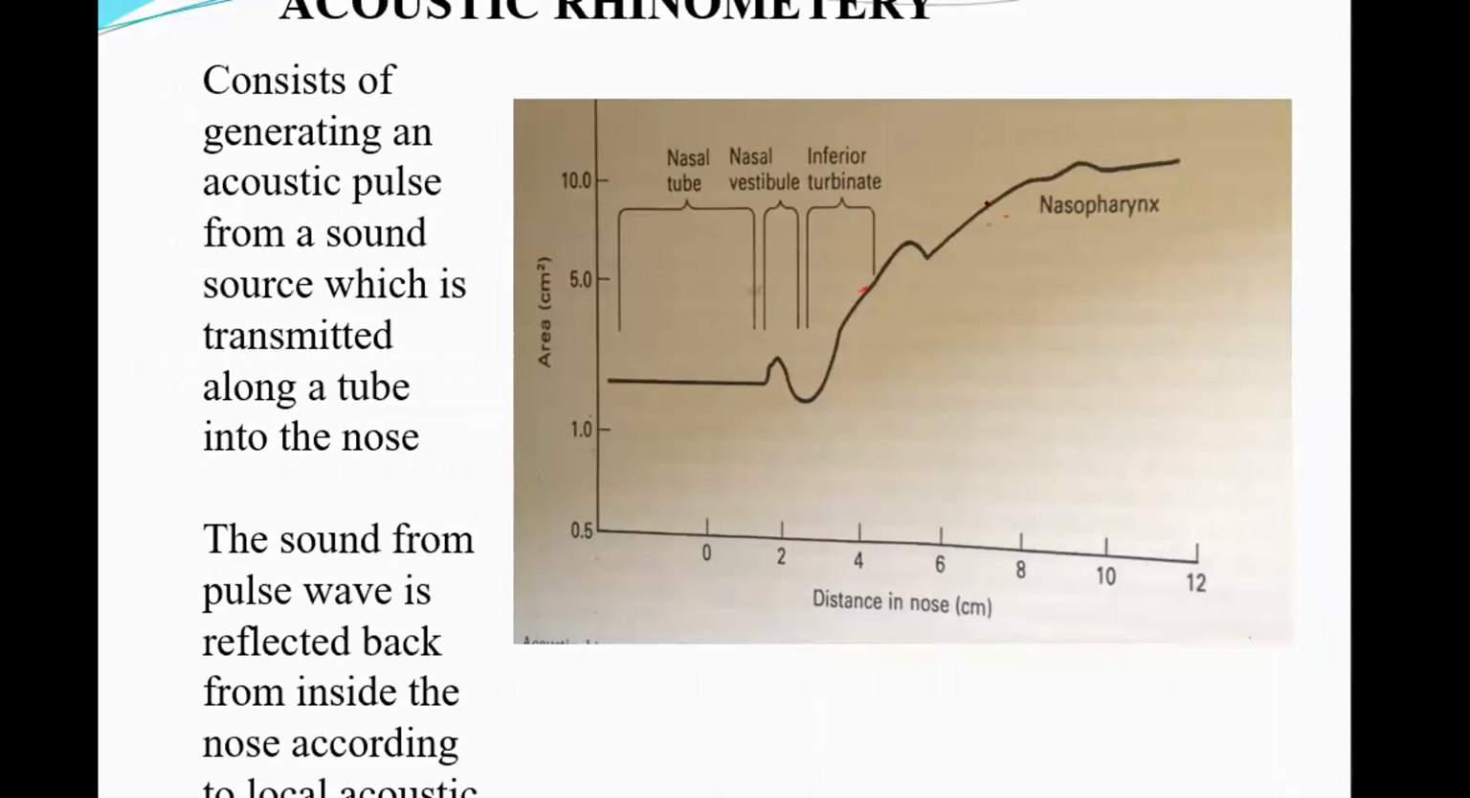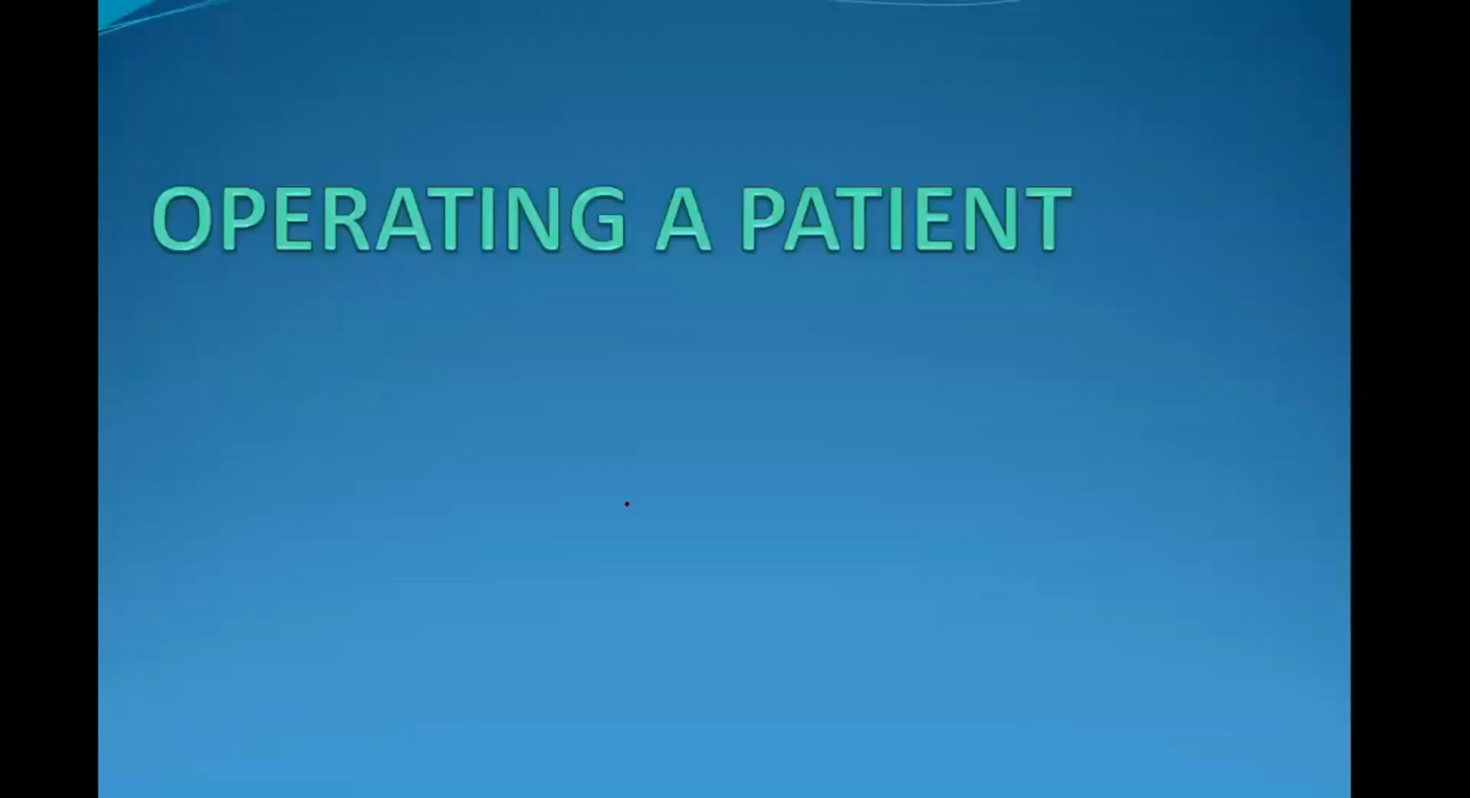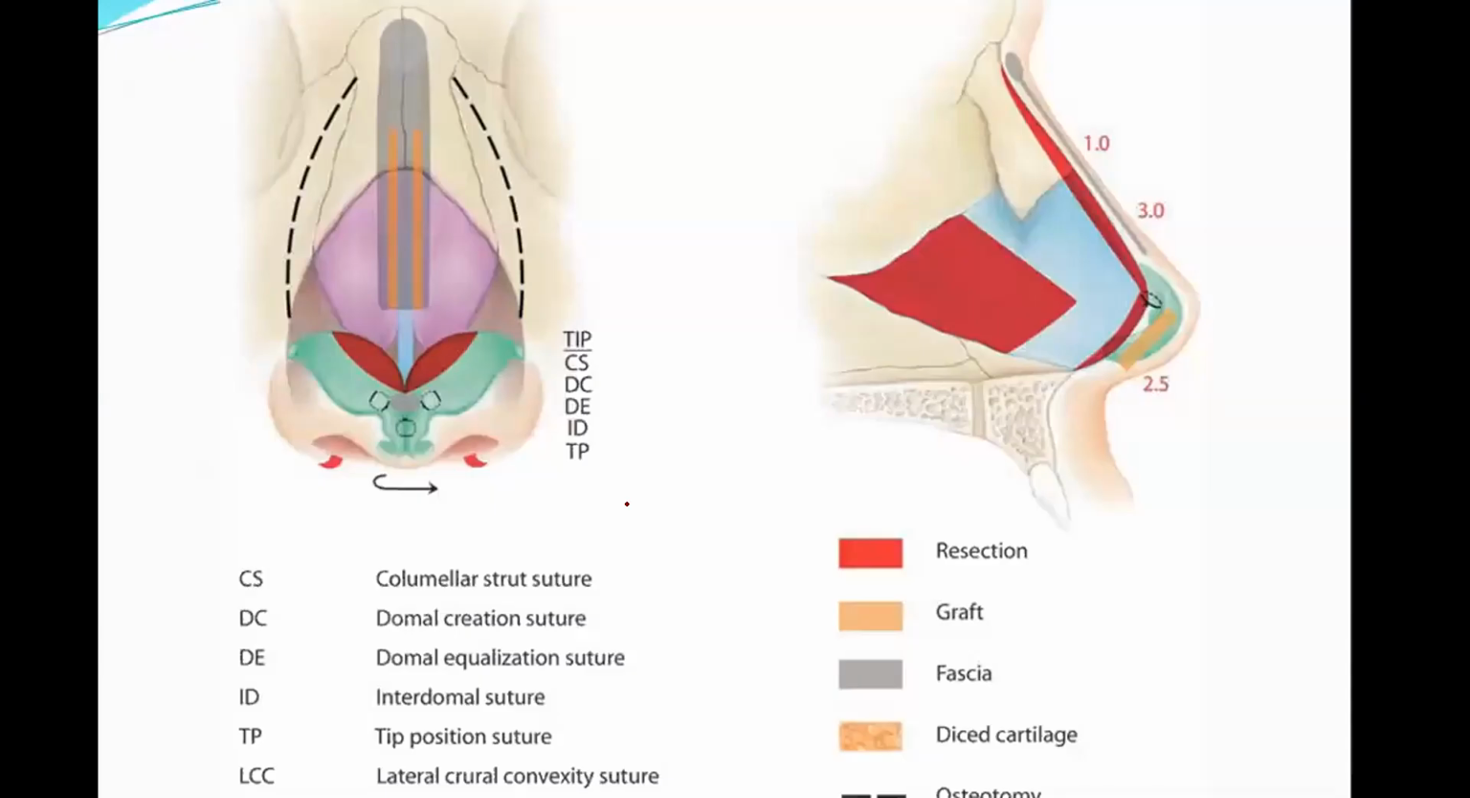Okay, then you can also do an acoustic rhinomanometry to see the level of obstruction at each point, the way the sound is reflected from inside. So to conclude with the analysis, it's not only analysis, importantly, you need to match expectation to the outcome and you need to have a plan which is carried out intraoperatively as well. Now, I'll just go through a few more slides just to give you a basic of how rhinoplasty is done. I won't be getting into the mathematical modeling.